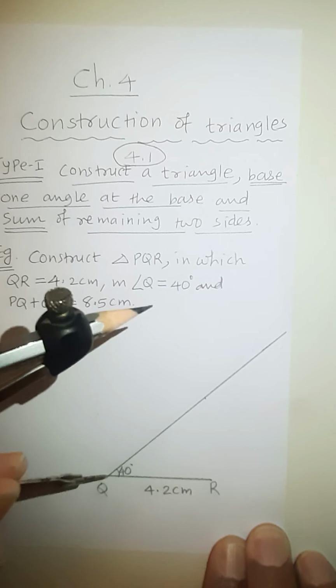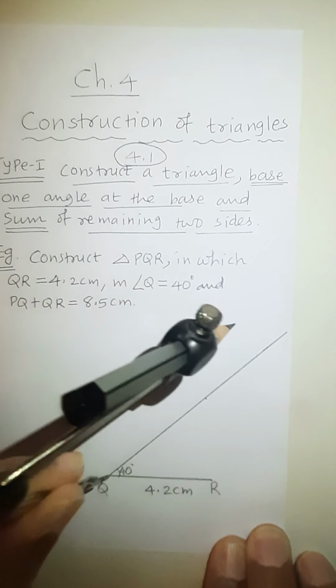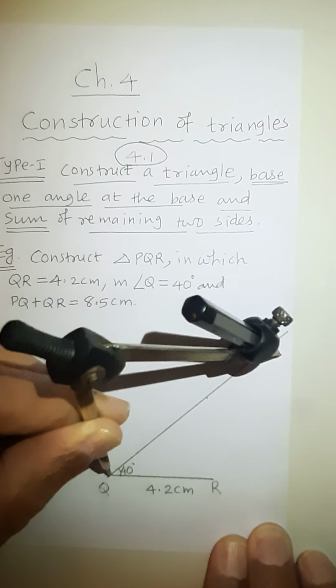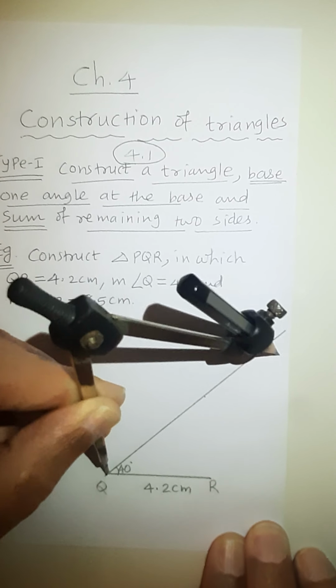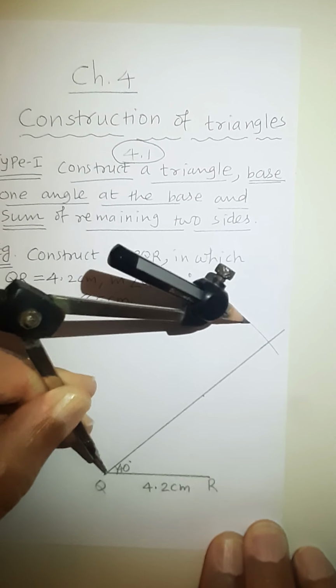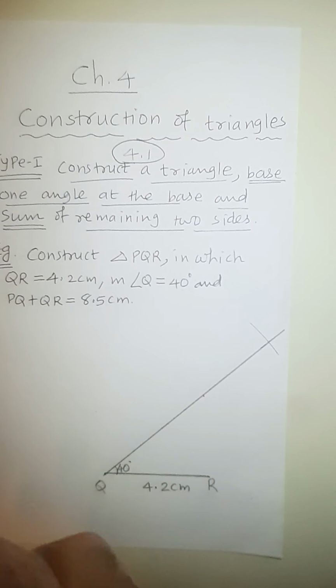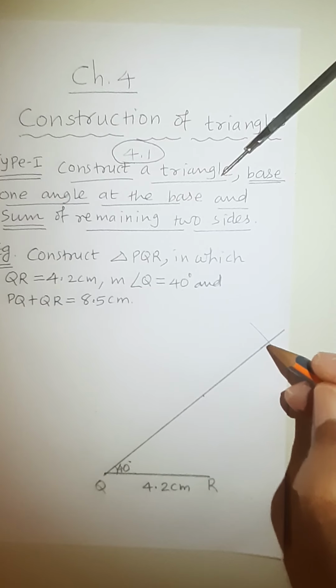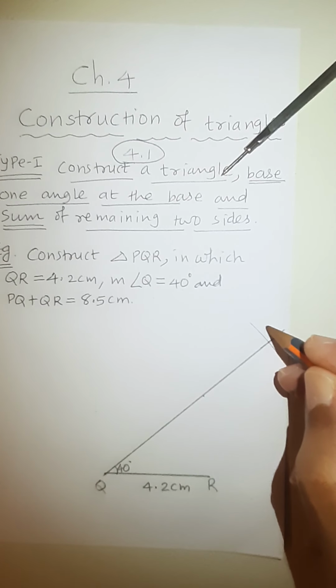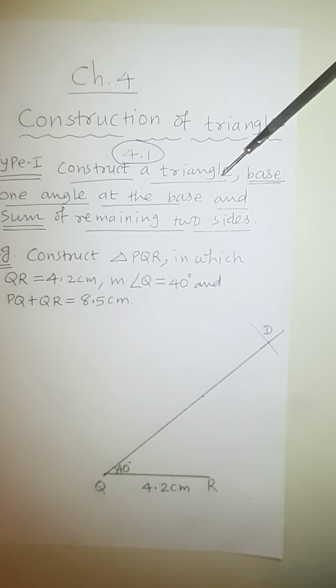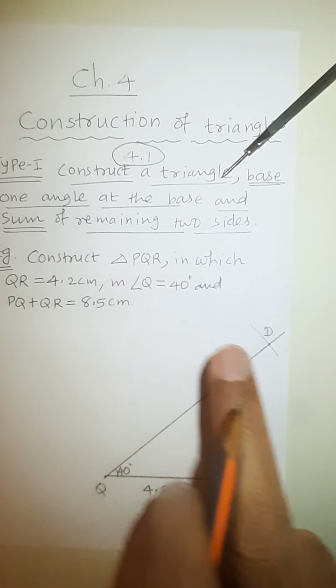see where I have placed point Q, I have to place the compass at point Q. I have to cut an arc of 8.2 centimeter here. When the arc is cut, I get a point of intersection. Here I get a point, and this is any other point, say point D. It is none of the points P, Q, R, it is point D.